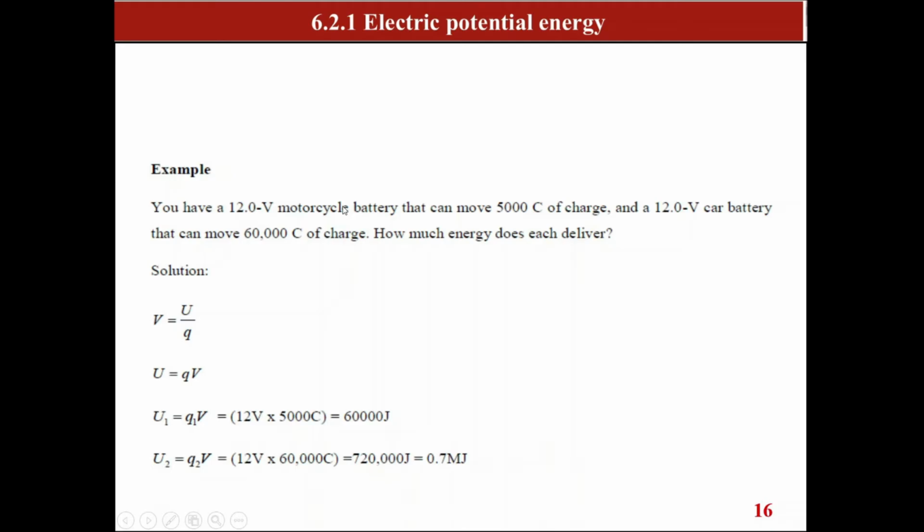So first we start with the motorcycle battery. The voltage is 12 volt, and the charge it can move is 5,000 coulomb. So we multiply 12 volt by 5,000 coulomb, it becomes 60,000 joule. And the second one, we have a 12-volt battery multiplied by 60,000 coulomb, and it becomes 720,000 joule, which is 0.7 gigajoule.